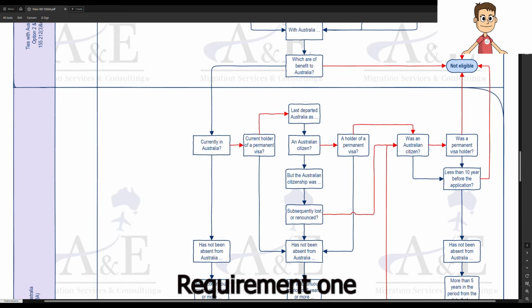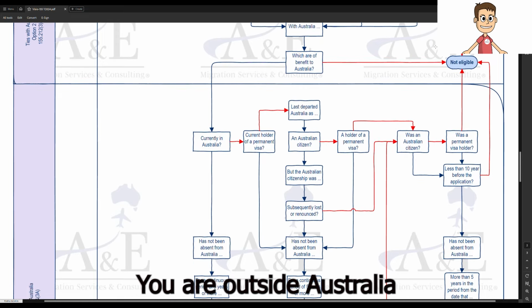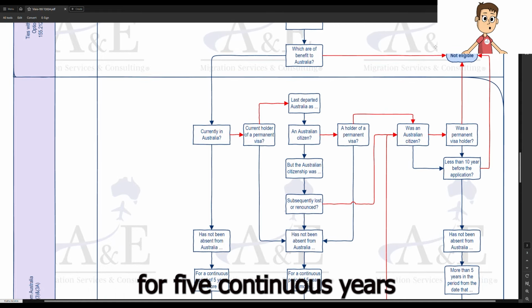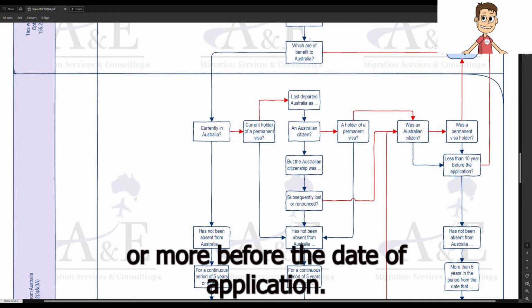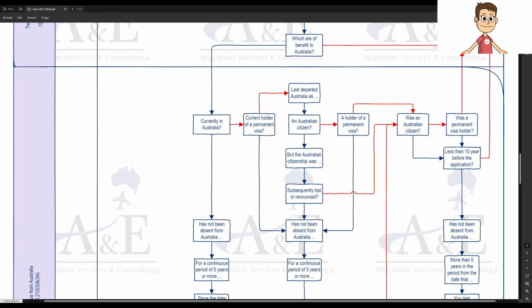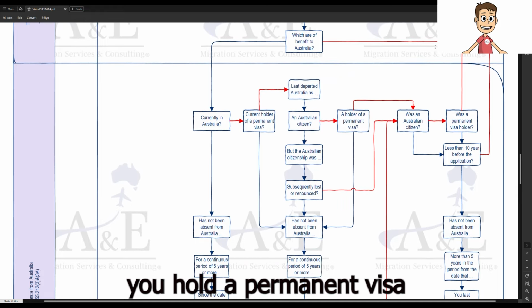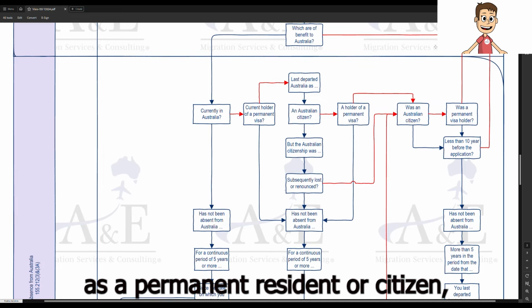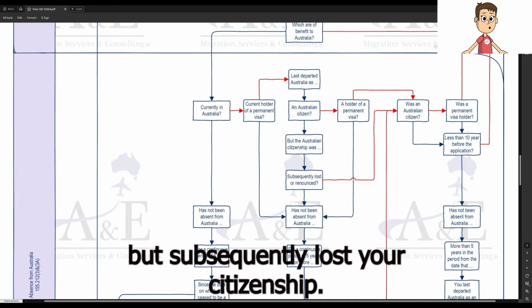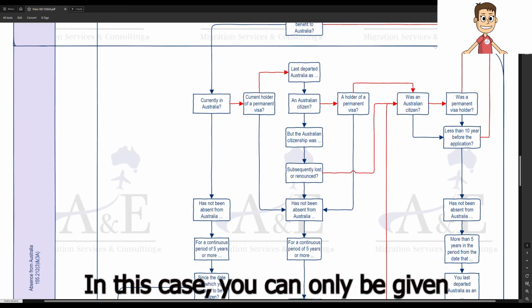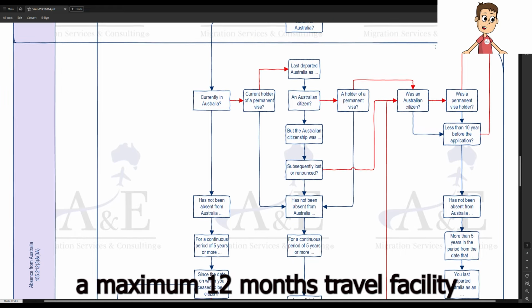Requirement 1. You are outside Australia and you have not been absent from Australia for 5 continuous years or more before the date of application unless you have compelling reasons, and you hold a permanent visa or last left Australia as a permanent resident or citizen but subsequently lost your citizenship. In this case you can only be given a maximum 12 months travel facility.